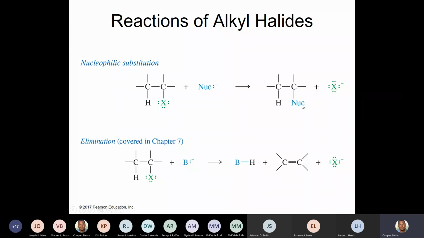So the way I like to think about these two reactions is that they're just on the same coin, just opposite sides, right? So this could be the heads side, this could be the tails side. Very similar types of processes, just the opposite of each other, right? I can substitute or I can eliminate. We're going to talk about eliminations on Monday, right?